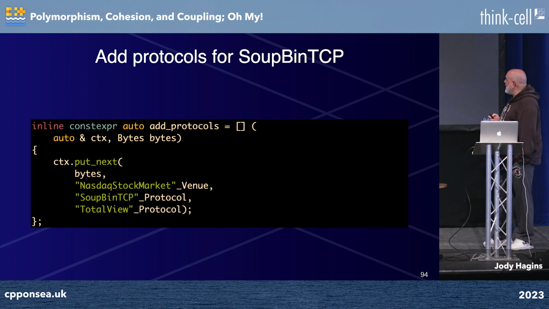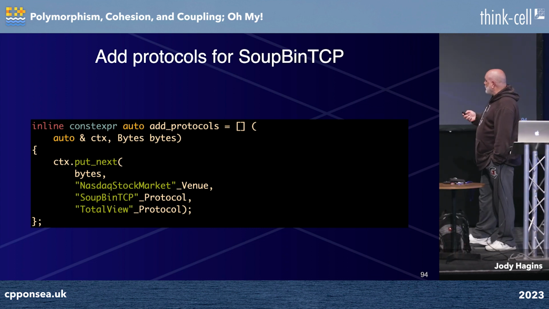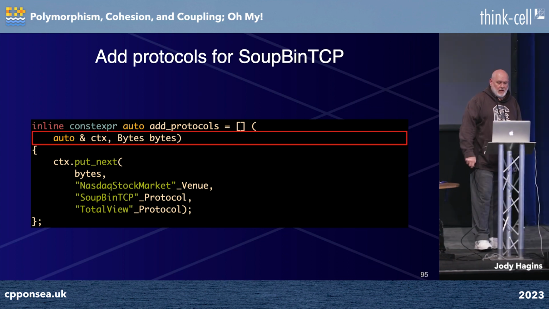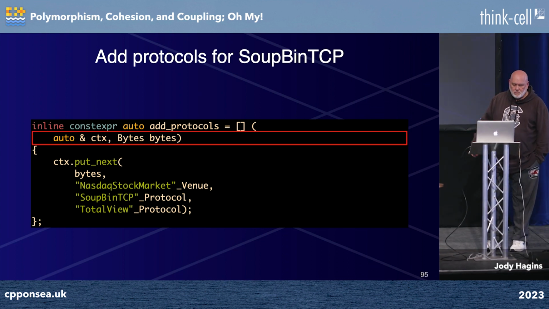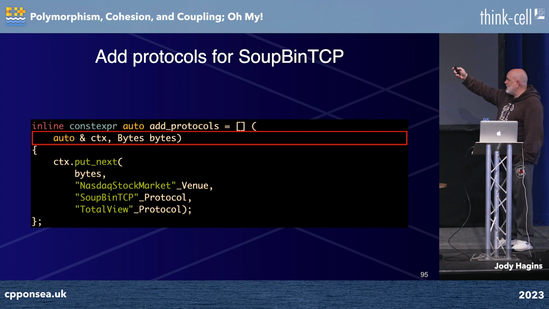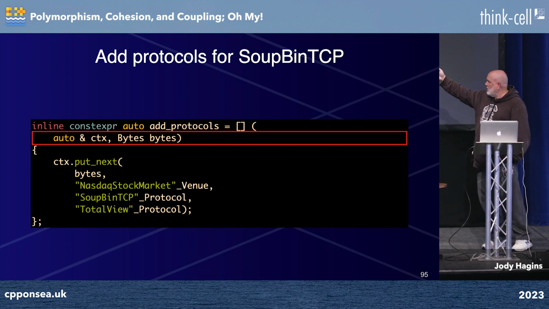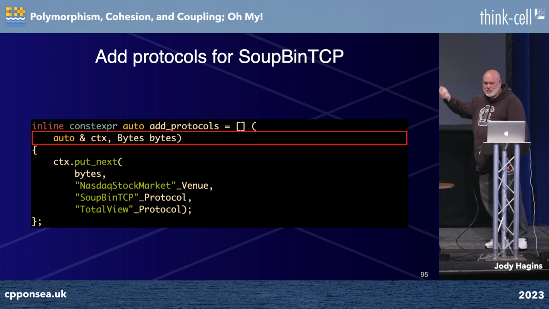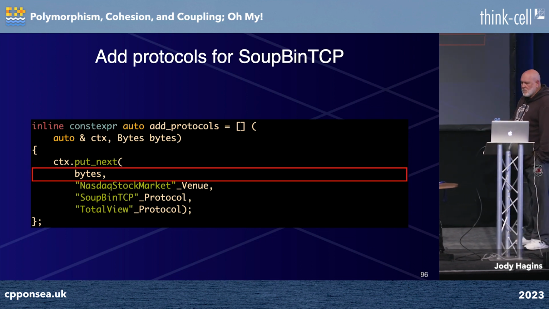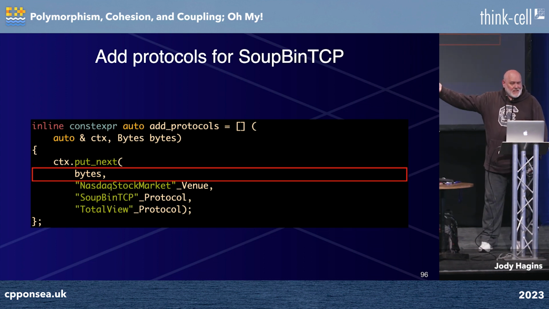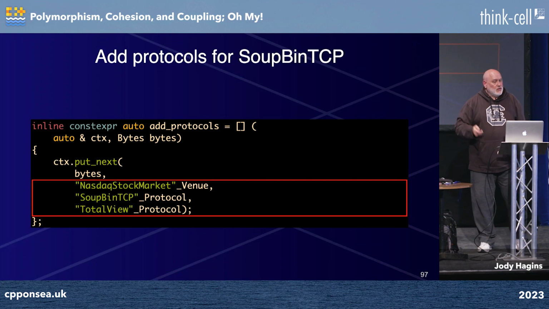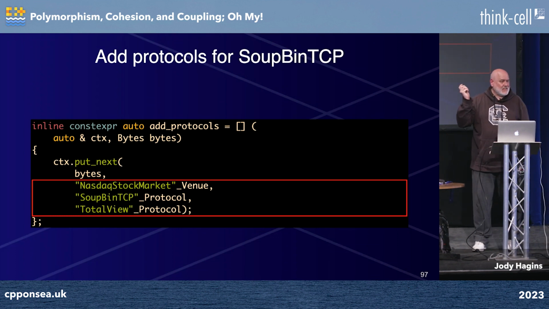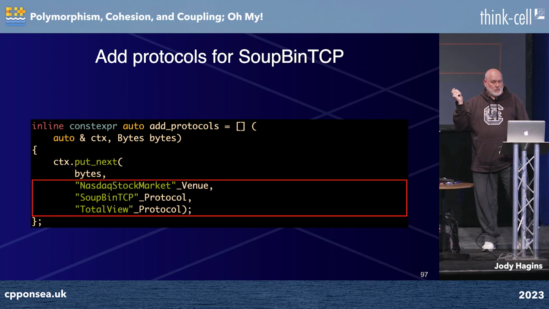So we can write this lambda for add protocols that takes the context, and it takes some general bytes. Bytes is basically just implemented in terms of basic_string_view of unsigned char. It's just a view over some bytes. Then it takes those bytes and puts them to the next thing, and it also includes these tags. These tags, they're types, but they're values, right?